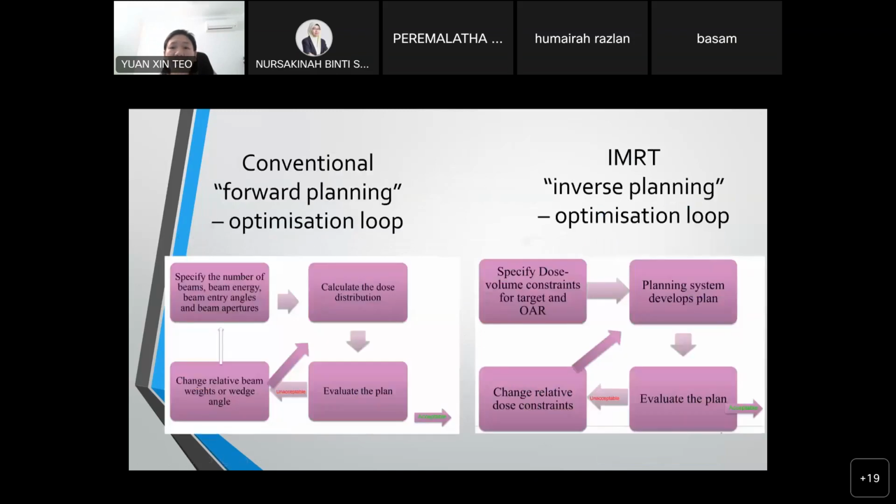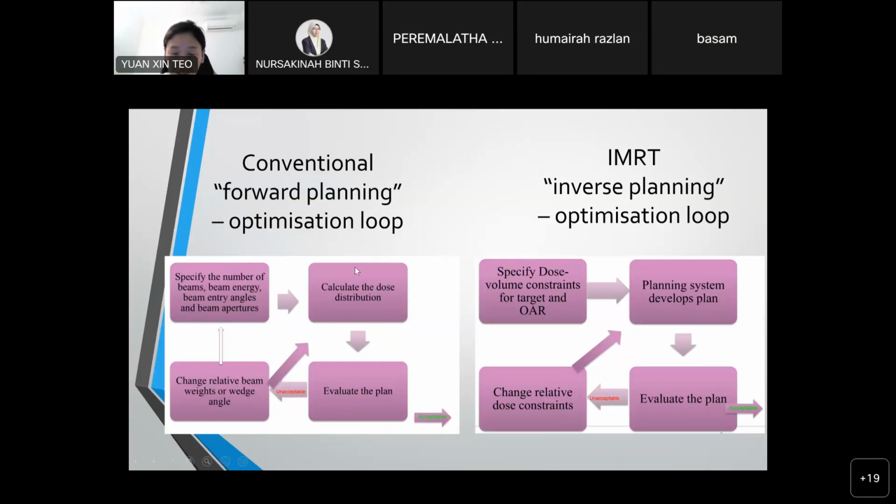Okay, just now I mentioned the difference between conventional and IMRT. IMRT, just now I mentioned, is inverse planning. So in 3D conventional, it is forward planning. In IMRT, we call it inverse planning. Why do we say so? Okay, in 3D, we will specify the number of beams, the energy, and the entry angles. Then only we ask the computer to calculate the dose.